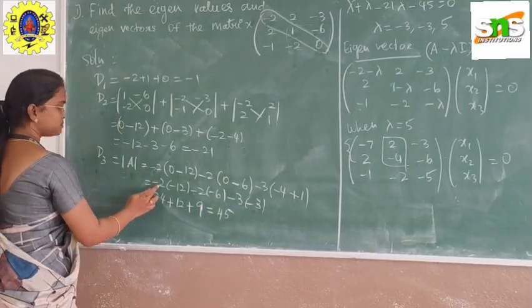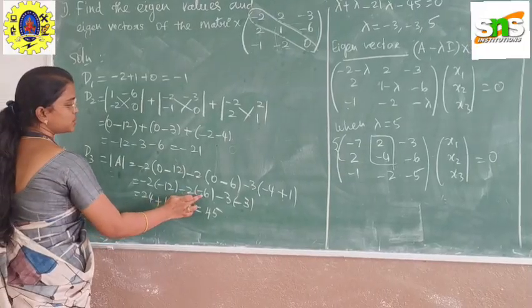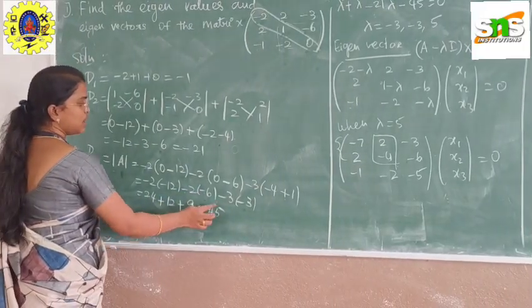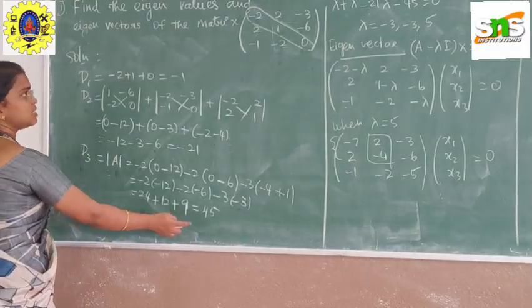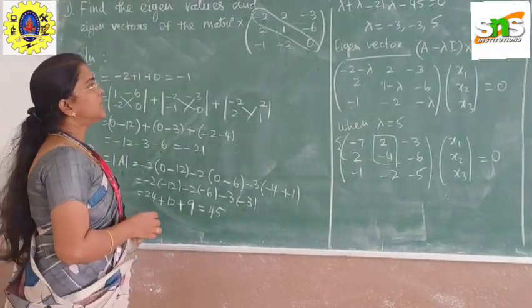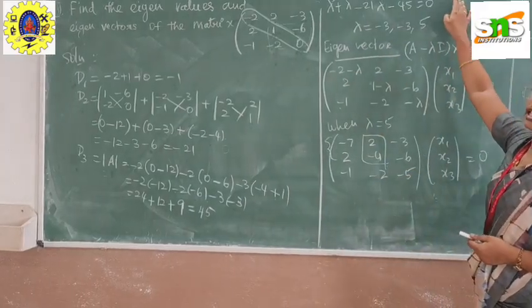So from this, minus 2 into minus 12 will be plus 24, minus 2 into minus 6 will be plus 12, minus 3 into minus 3 will be plus 9. So I am getting the d3 value as 45. Next I am going to substitute d1, d2, d3 in the characteristic equation.